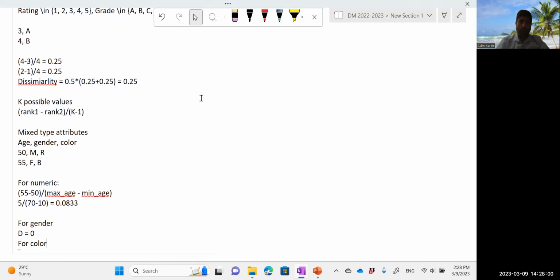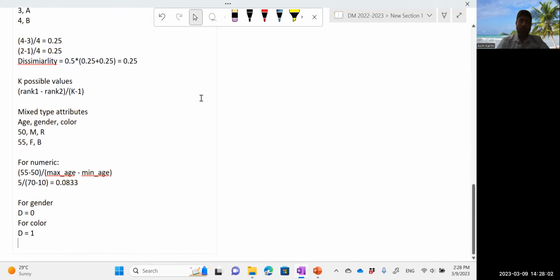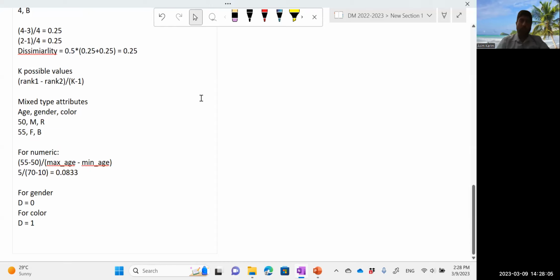Then after gender, color: the distance d is equal to 1. So simply now take the average of the three. There are three attributes: 0.833 plus 0 plus 1, divided by 3. This is what you will get for these two observations. So mixed attributes you can handle this way. Of course, here we have given equal weightage to all attributes. You can use some other weighting scheme if you feel it is appropriate for your data set.